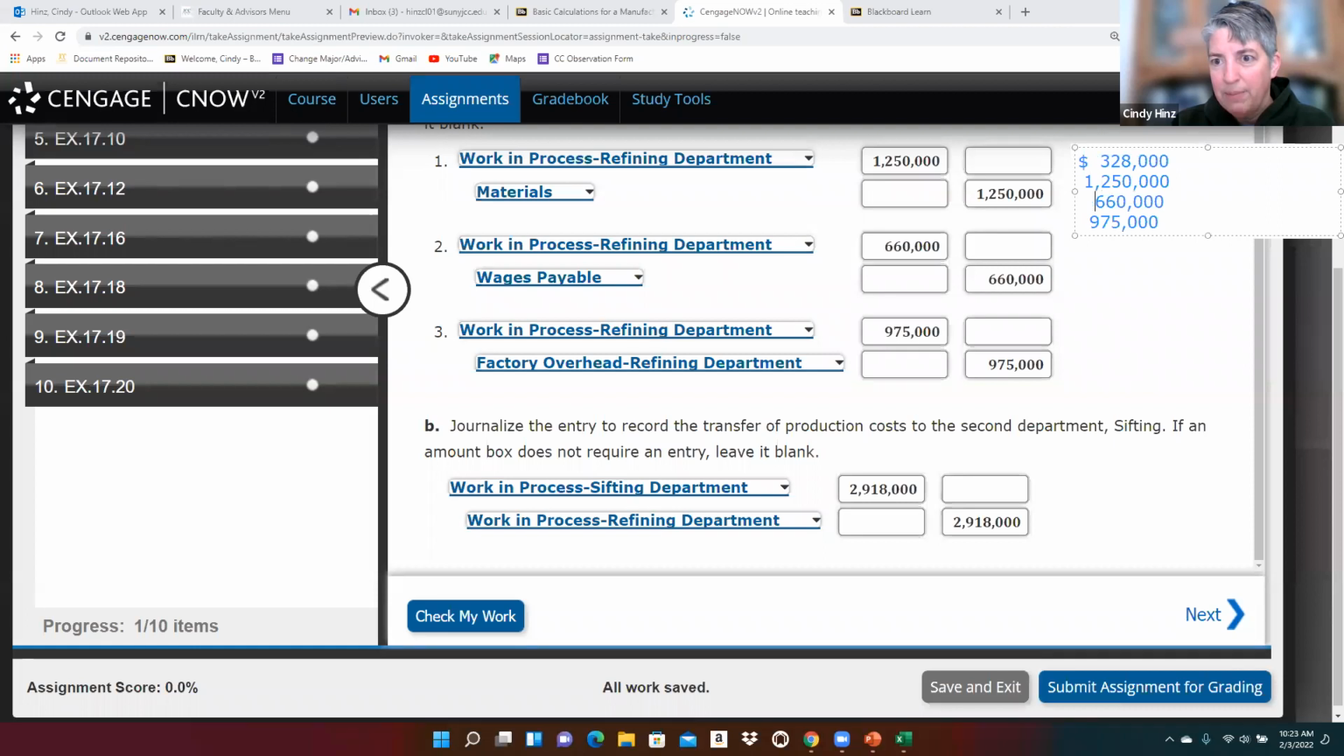I'm going to try to get them to line up a little better. Okay. So we have our beginning balance plus the three costs that were added. If we add all of those together, we get the total amount that was in that account during the period, which I think, let's see if that was the number I had. No, 3213. Sorry, 3213 are the total costs that were in the work in process for the refining department during the month. And we know we didn't finish all of those.